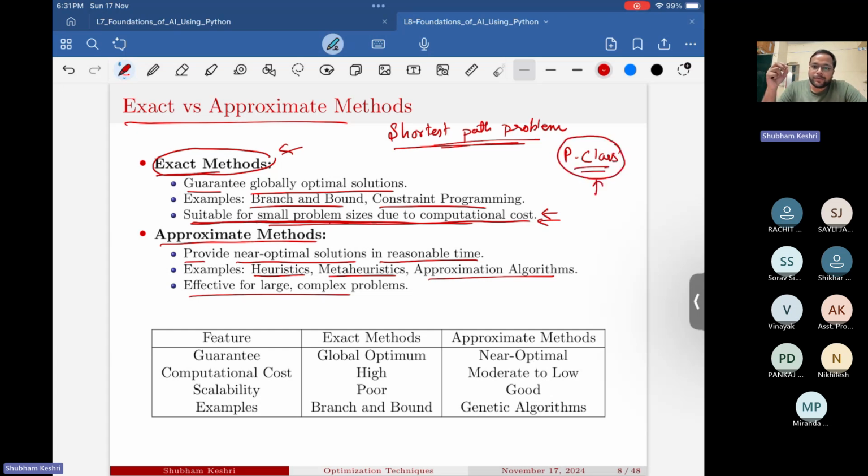If any problem is in class P, then there exists an algorithm which can solve it in polynomial time. So what is polynomial time? It is n to the power x, some polynomial function, where n is the number of inputs to that problem.